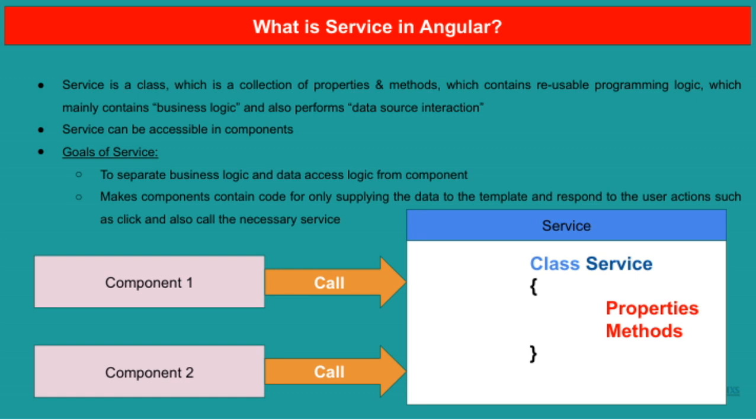An NgModule is essentially a class that's decorated with the @NgModule decorator, and this decorator contains important metadata that defines how the module functions. In this metadata, you'll find several key properties. First, declarations. These are the components, directives, and pipes that belong to this module. Think of them as the building blocks that are part of this specific module.